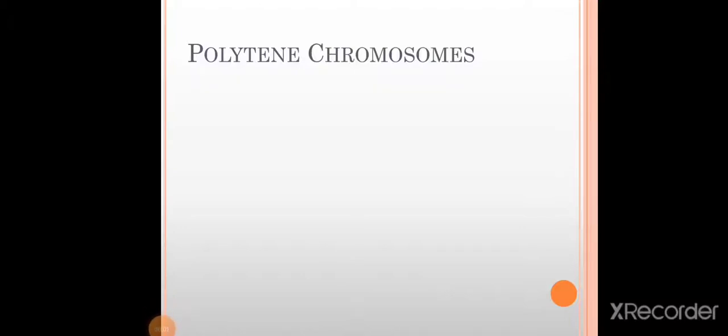Dear students, in this session we will learn about the structure of Polytene chromosomes. Now these chromosomes are special chromosomes wherein they exhibit huge size when compared to all other normal type of chromosomes, and because of its larger size it is called as Giant chromosomes.